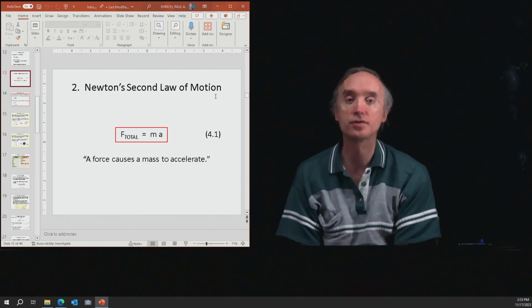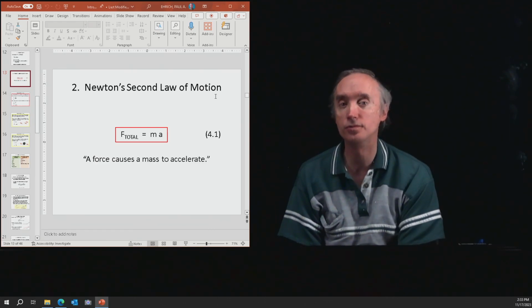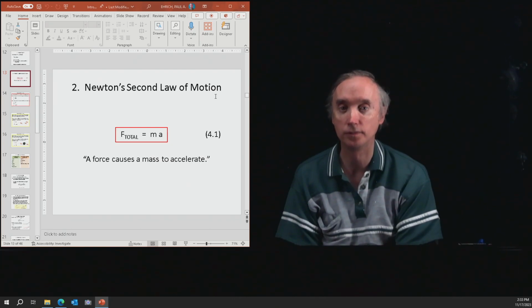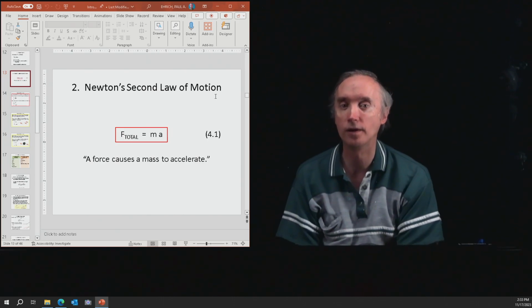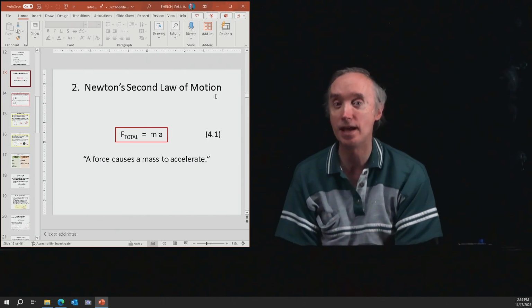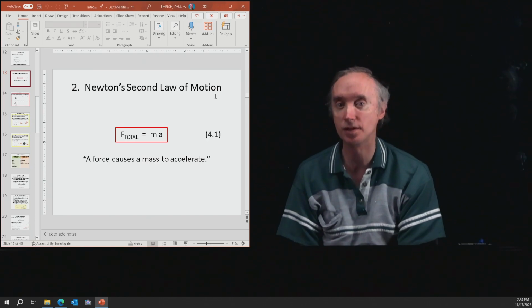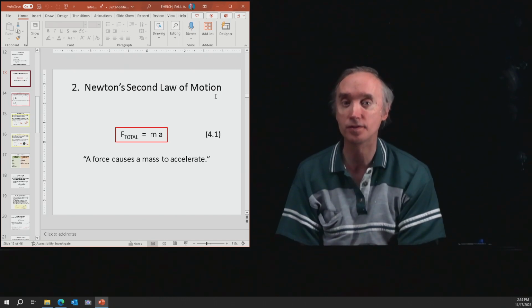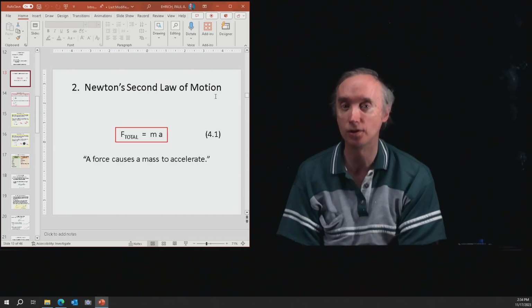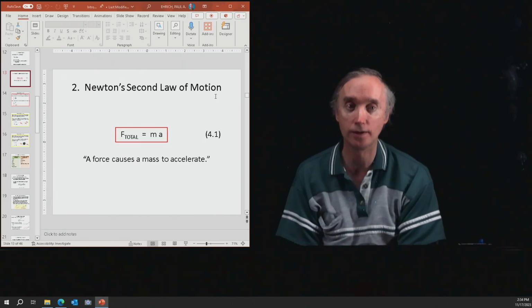I'm back, and so now here is Newton's second law of motion. Force equals ma. And notice that I put the word total on it. Another way of saying this would be that the net force is equal to ma. So you add all the forces that are acting on the system, and then that total force will cause the mass of that system to accelerate.